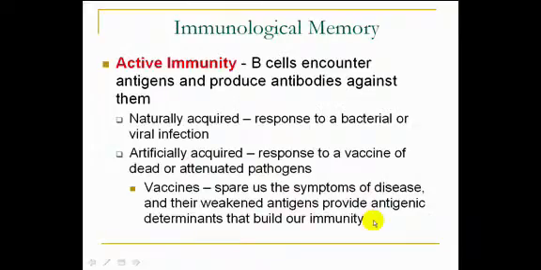So how do you build immunity? Well, one is you can have active immunity, which is where your immune system actually gets challenged and you have to produce antibodies against them. So your B cells encounter the antigen and you produce the antibodies. So you can acquire immunity actively, naturally, where you actually get sick by the bacteria or the virus and you produce antibodies. Or we can artificially acquire active immunity.